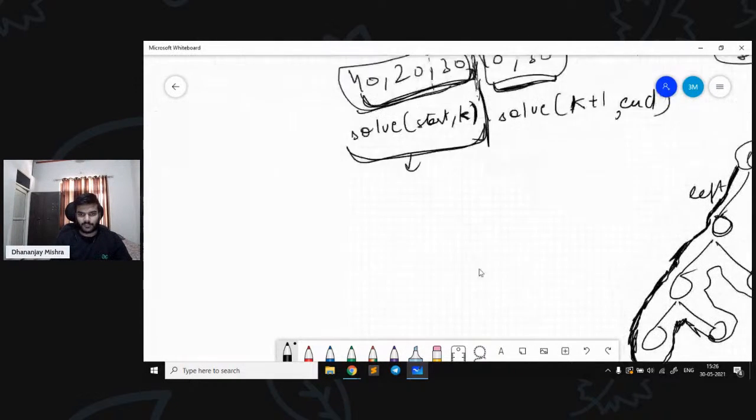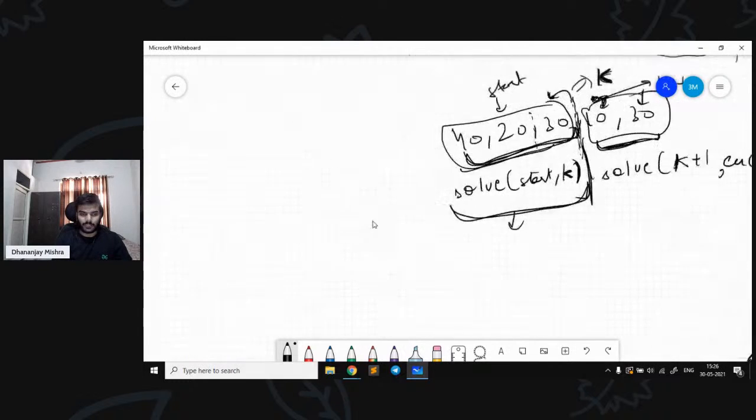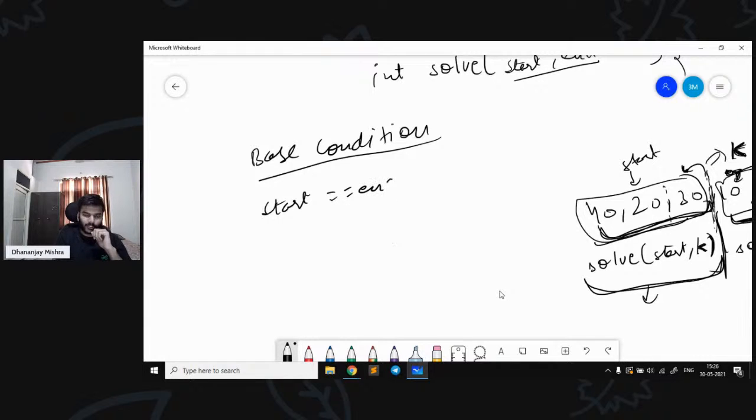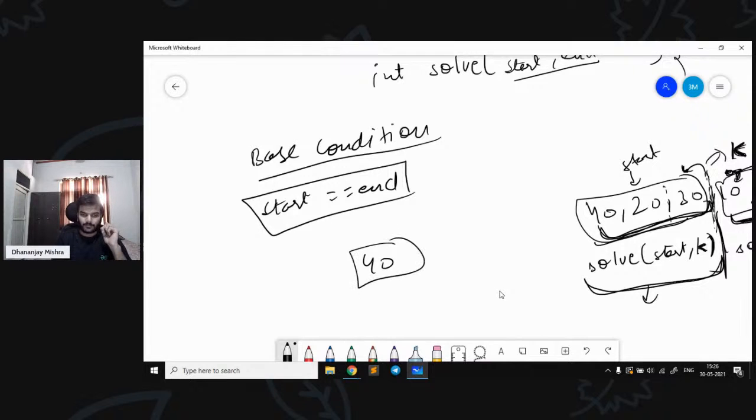So now talking about the base condition, I hope the general case is clear to you. What about the base condition? Our base condition is that if my range has only a single dimension, that is start is equal to end, meaning I am left with just 40, then I can't form any matrix.